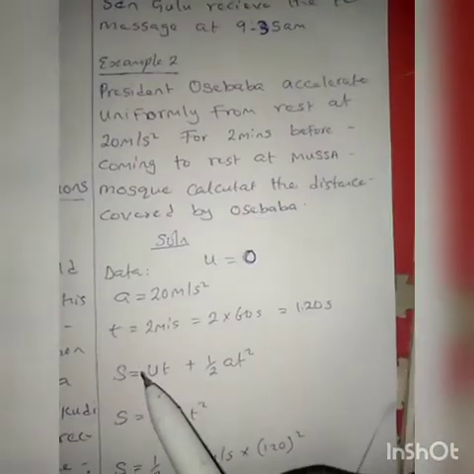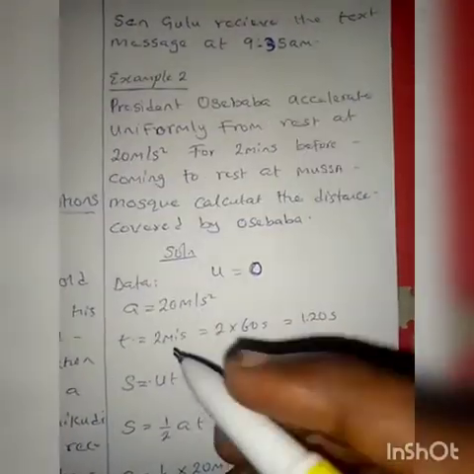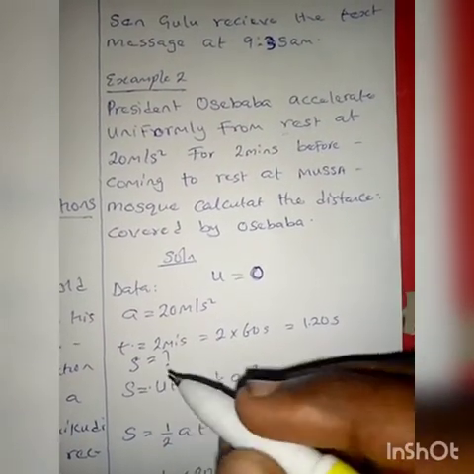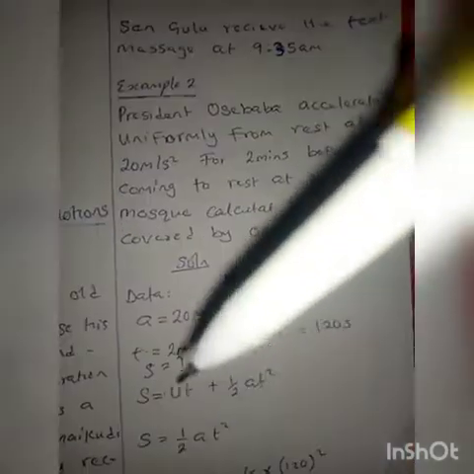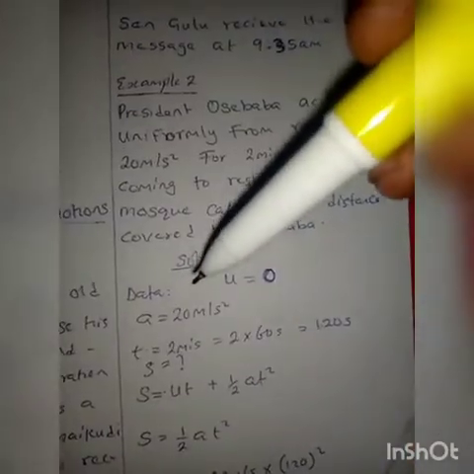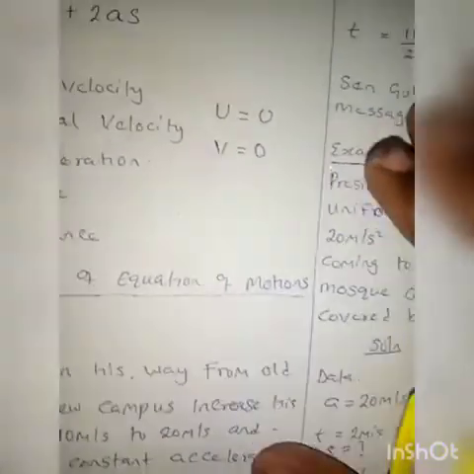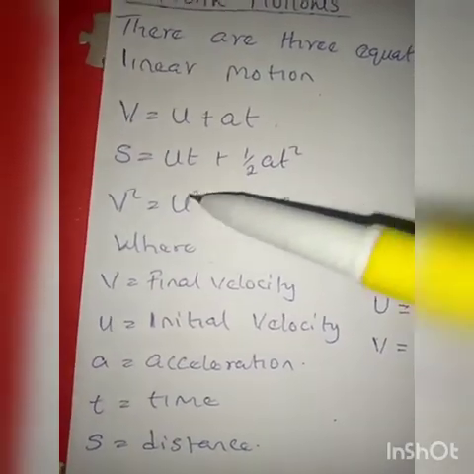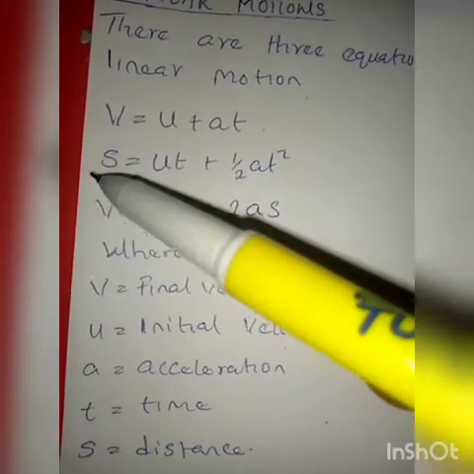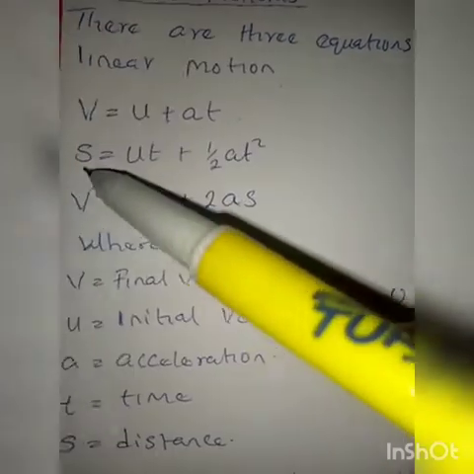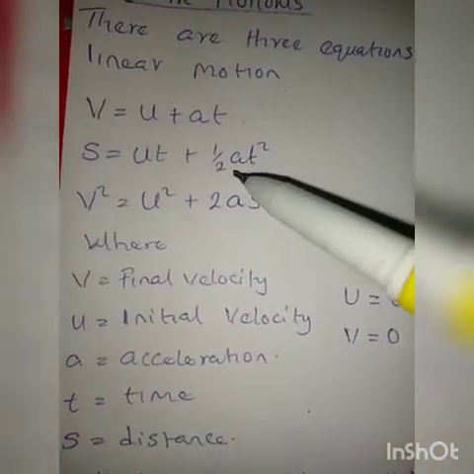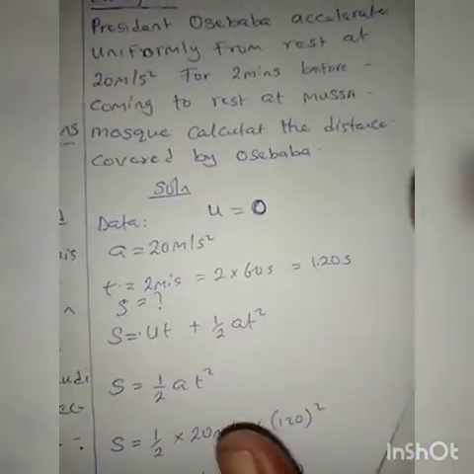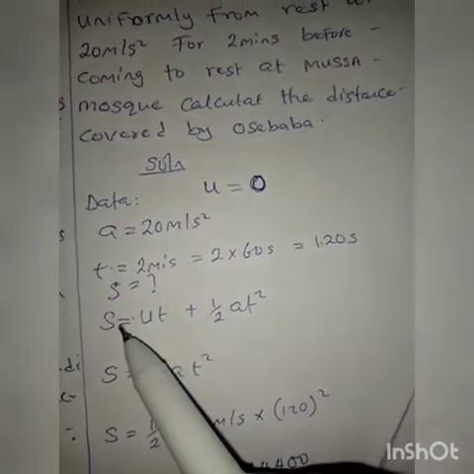That means we are looking for S. So which formula has acceleration, time, and S? Look at this. Only these two equations have S, but this one does not have time, so we can't use it. So it must be the second equation of motion, because it has time, it has acceleration, and it has the distance.